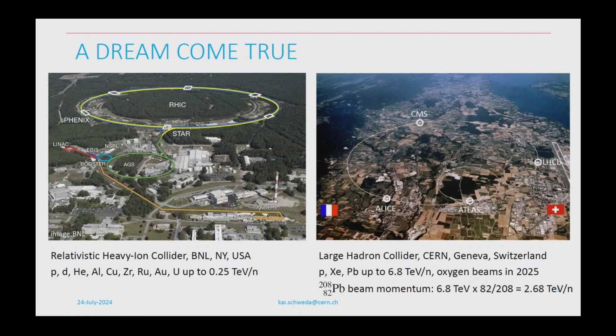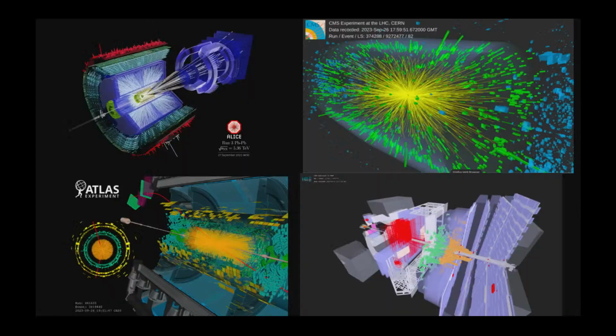LHC, that collides nuclei as heavy as lead, where the beam momentum scales with the charge over mass ratio, so 82 protons over 208 nucleons in the lead beam. And here you can see beautiful events. We had the first long lead-lead run end of last year in September. It started after 5 years of pause. And here you see the beautiful event displays by the 4 collaborations. It's a single lead-lead collision, and thousands of particles emerge and are detected in the experiments.